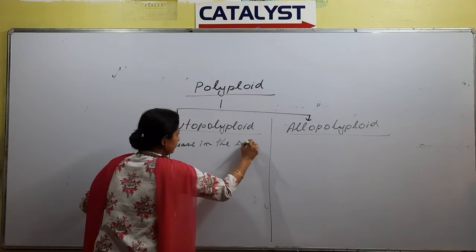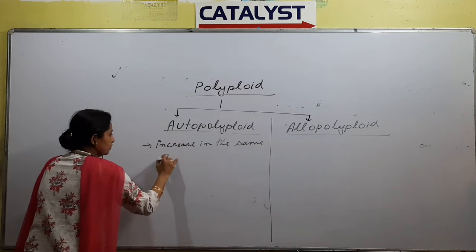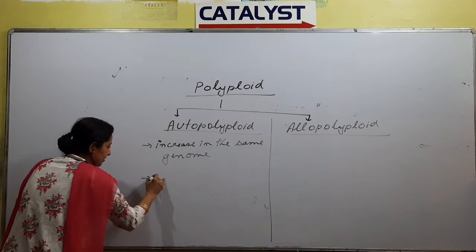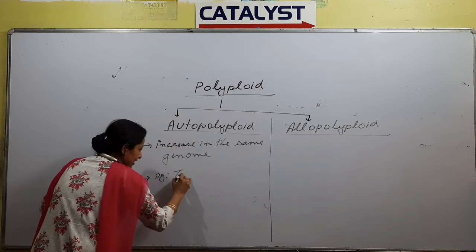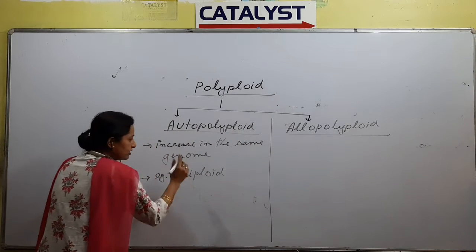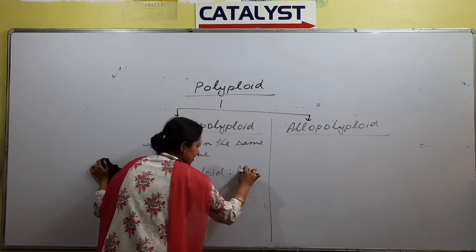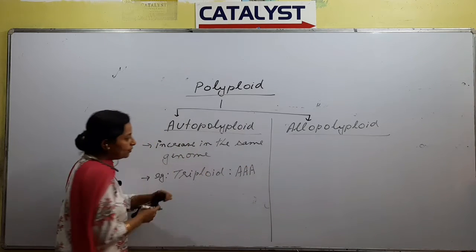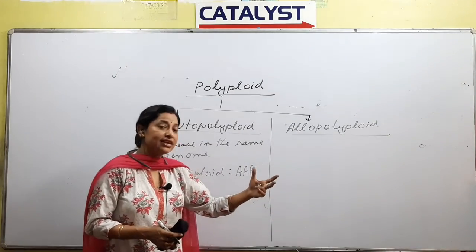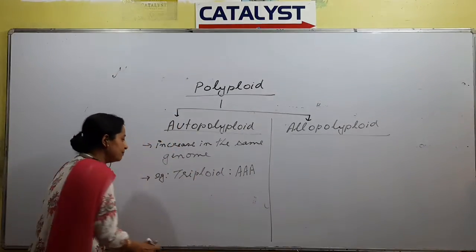Increase in the same genome is called, if I give an example, it will become clear. For example, we would be talking about a term called triploid. So, what is triploid? Anything that has a structure, right? What we have seen is there is a gene called A, and this gene has been repeated 3 times, and so it is called a triploid.